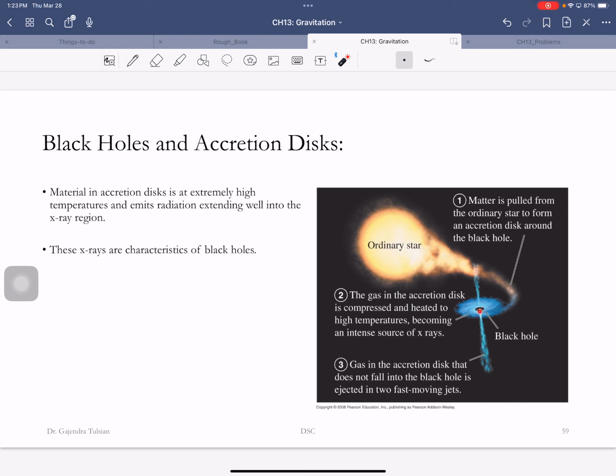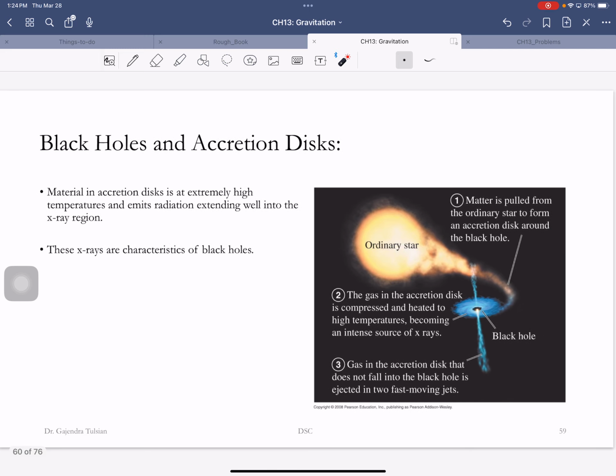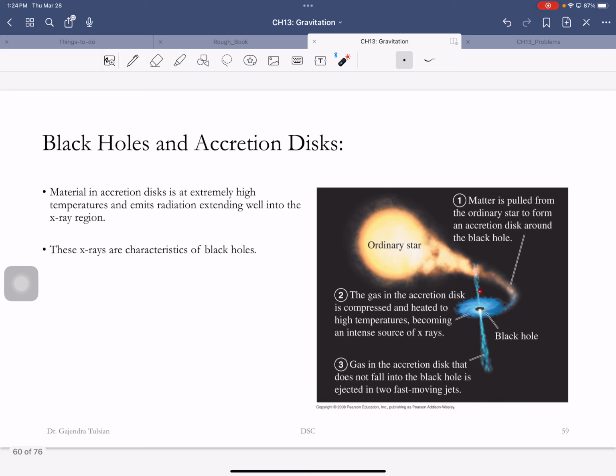Here's a black hole. There's stuff falling into the black hole. There's the accretion disk, and that is very hot stuff, and it emits X-rays, and these X-rays are related to the property of the black hole. And you see there's jets of stuff that comes out along the axis of rotation.